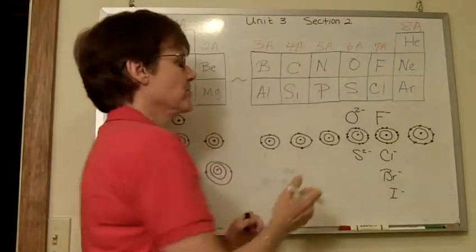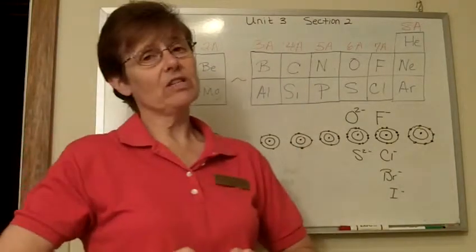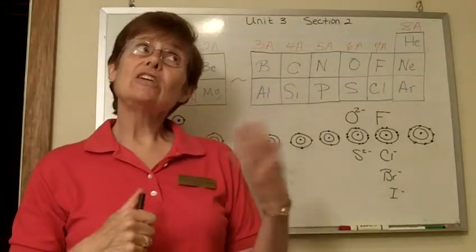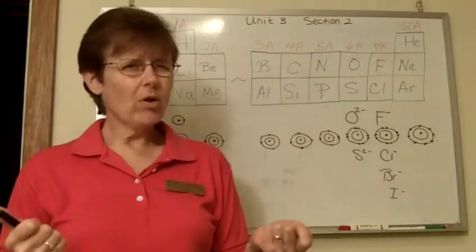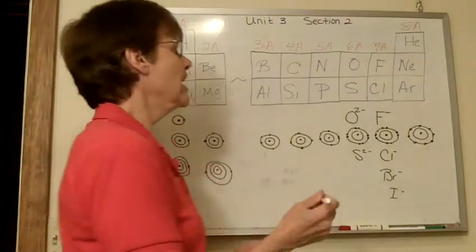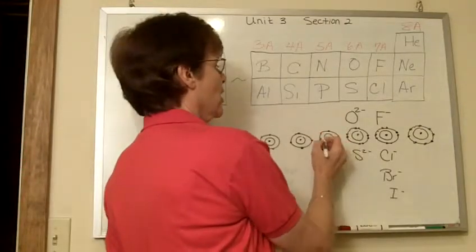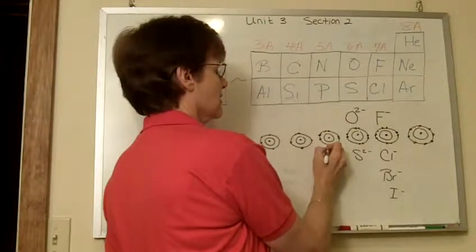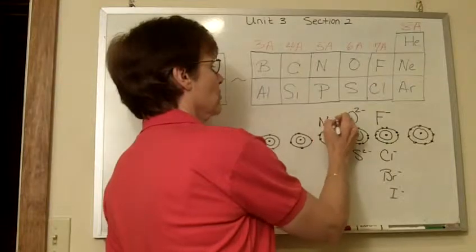How about nitrogen and phosphorus? Now one other day I told you that nitrogen and phosphorus don't very often form ions, and that is true. On occasion they do. Once in a while they're more apt to share electrons. We're going to see these much more often sharing electrons. But if they were to form an ion, we would need 3 electrons to get the configuration of a noble gas. And so sometimes you will get this.